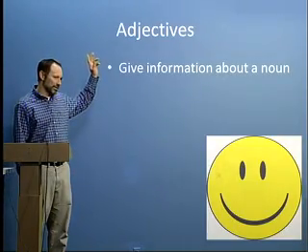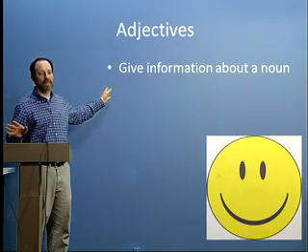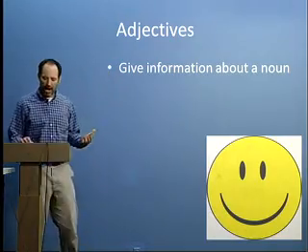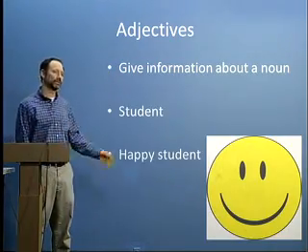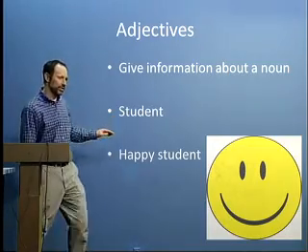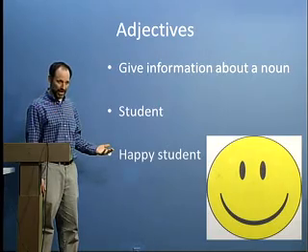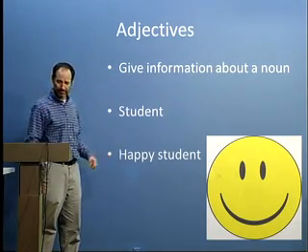Let's start by just talking about an adjective. An adjective generally gives information about a noun. If I have this student here, how would we describe this student? We would say "happy student." So "happy" is my adjective. It tells me what kind of student I have. The adjective comes before the noun.